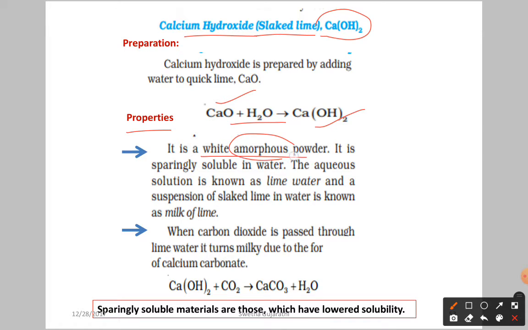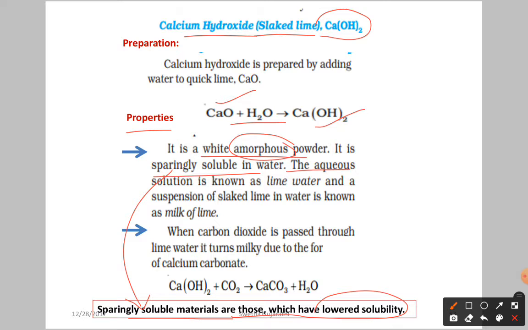If you see the properties, it is a white amorphous powder, which means we don't have a particular structure. It is sparingly soluble in water. Sparingly means low solubility. Already we discussed sparingly soluble salts for the calculation of Ksp. Sparingly soluble materials are those which have lower solubility.